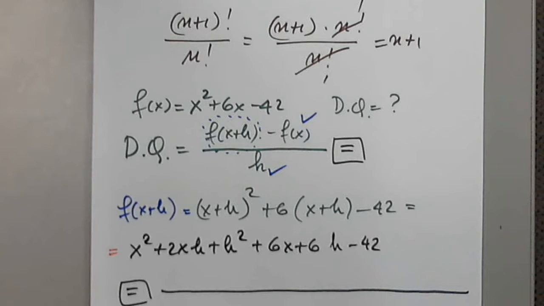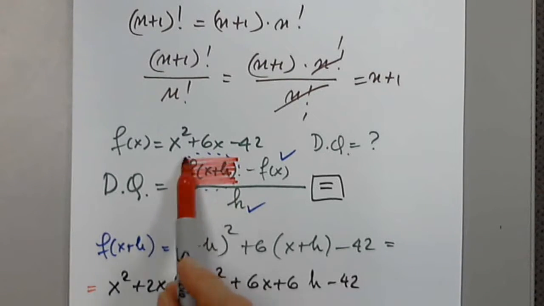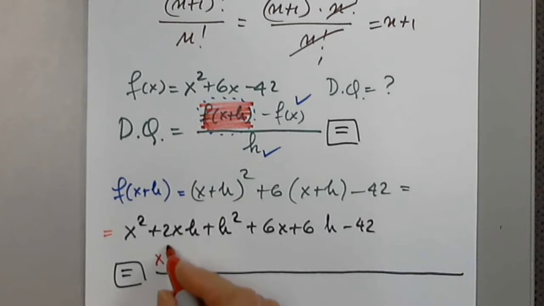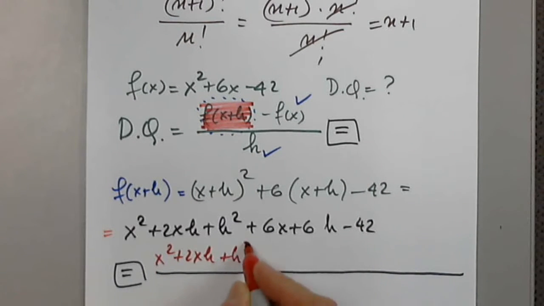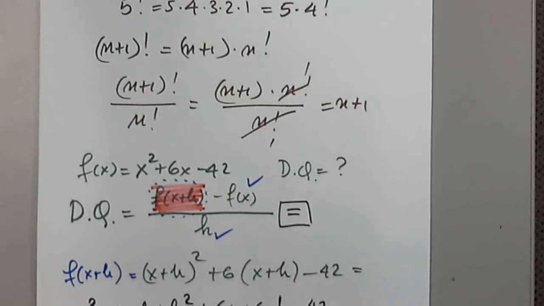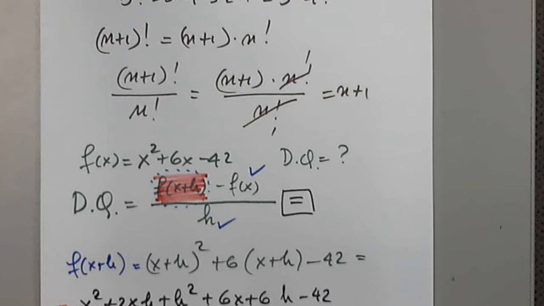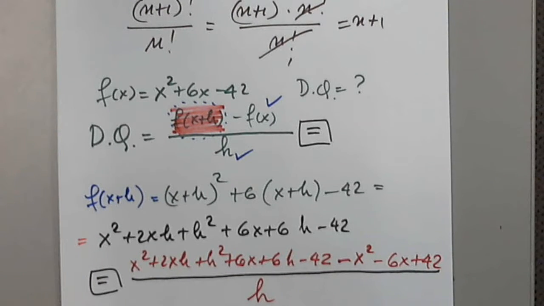That big old jumbled mess of variables and constants, over h. No, this is minus f of x. Minus f of x. Okay, then over h: x squared plus 2xh plus h squared plus 6x plus 6h minus 42. And now minus f of x, the original equation, which is x squared, minus x squared. Very good. Minus 6x. Awesome. Plus 42. I completely agree with everything. And now h in the denominator.